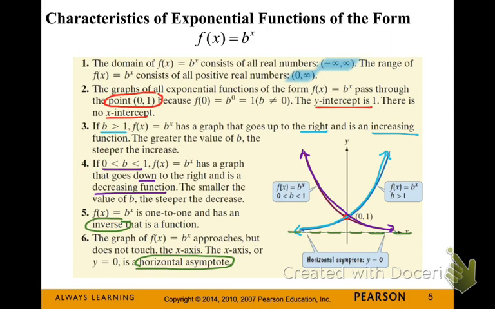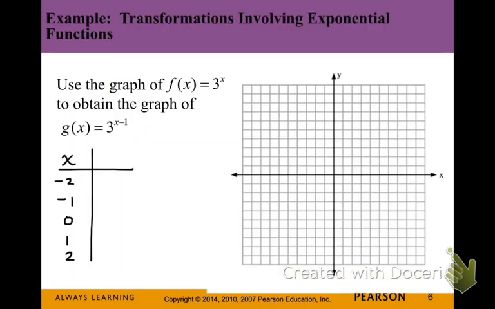An exponential graph will always have a horizontal asymptote. Now let's go ahead and use the graph that we created of 3 to the x power to help us obtain the graph of the function g of x equal to 3 to the x minus 1 power. So I'm going to redraw that 3 to the x power here that we found before in red. And I'm going to graph those points.